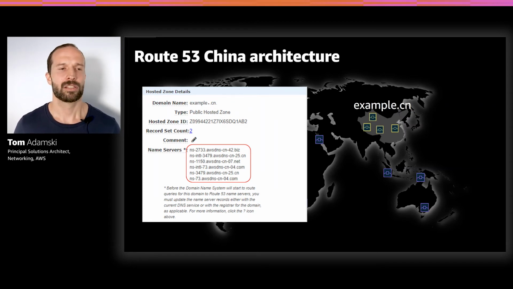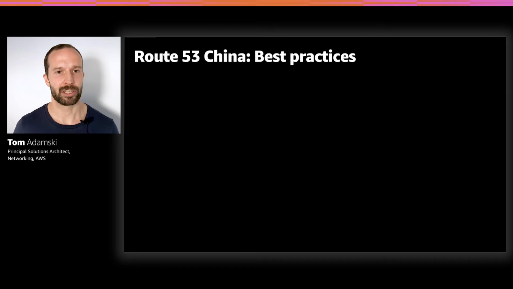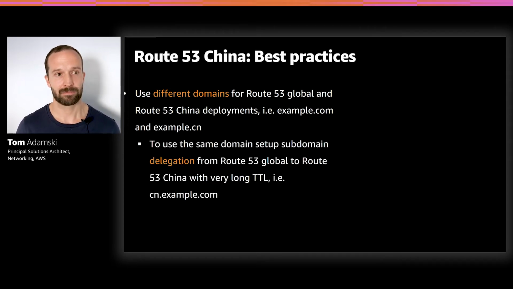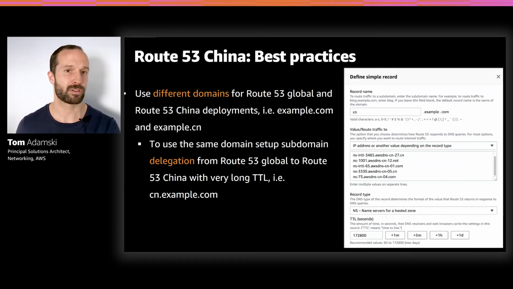So for some of the best practices with Route 53 China, as mentioned before, make sure you treat them as independent environments, so it makes sense to have a completely separate domain in Route 53 Global and a separate domain in Route 53 China. If you don't want to use the same domain, you decided you want example.com to be accessible both in China as well as in Route 53 Global, you can configure a subdomain, for example, cn.example.com, and delegate that to the China environment. Just make sure you set up your TTLs very high so that the queries don't have to traverse the Chinese border. There is some performance penalty applied there.